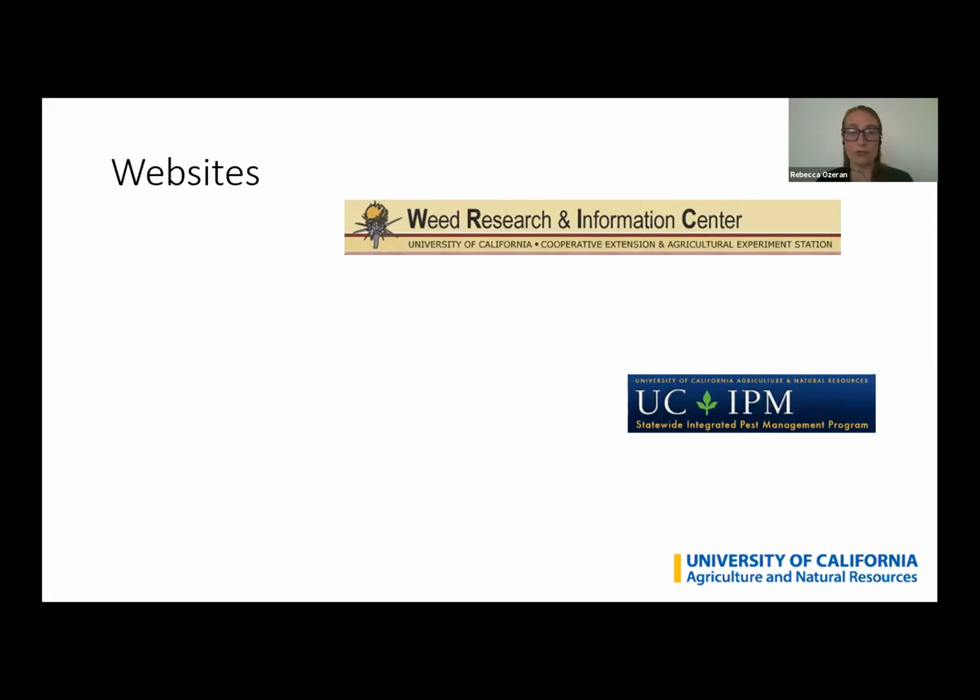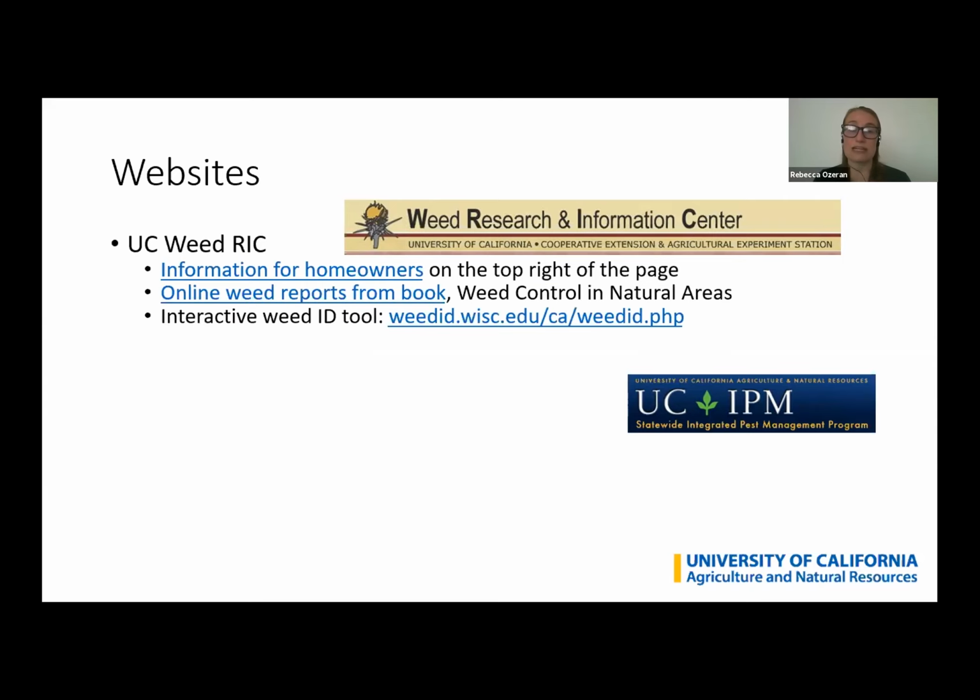I'm going to focus on two primary websites from the University of California. The first one is the Weed Research and Information Center. It has a ton of different resources that I have linked here, and we will share these slides with you all later. I do want to highlight it has information for homeowners, it has information focusing on different landscape types, and it has an interactive weed ID tool, which I'll go through in a moment.